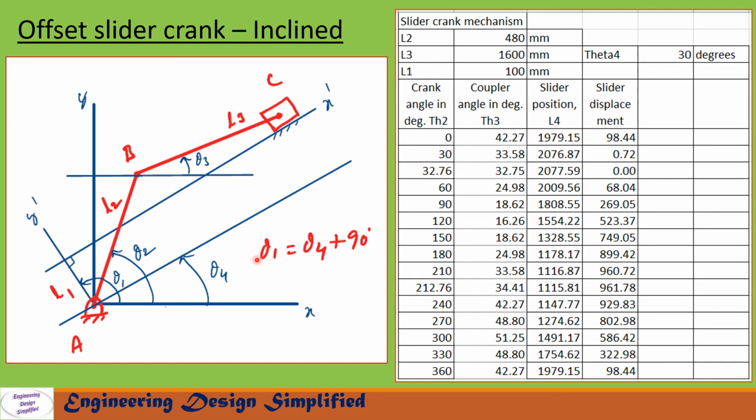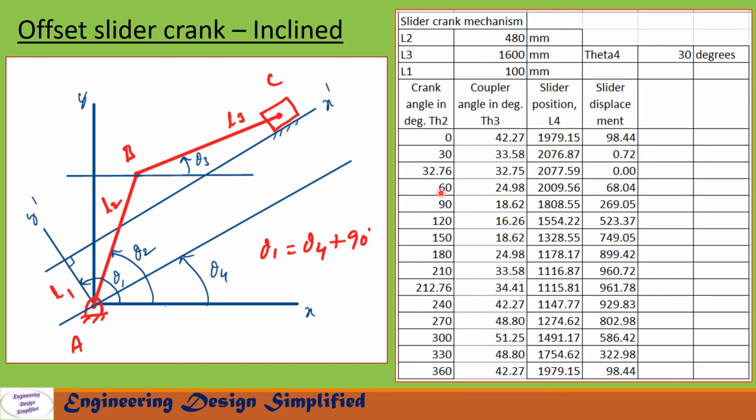After having derived all the necessary equations, now let us solve a problem using Microsoft Excel. So in this problem we have taken L2, the crank length, as 480 mm, L3 as 1600 mm, L1 as 100 mm, that is this offset, and theta 4, that is this angle, as 30 degrees. For any given crank angle 0 to 360 at an interval of 30 degrees, we have calculated coupler angle theta 3, slider position L4, and slider displacement.